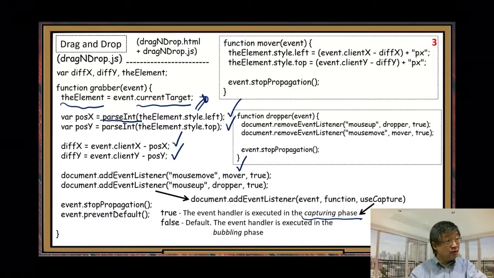So what's the capturing phase? Capture. Okay. False, when you pass the false, it's the default value, event handler executed in the bubbling phase. Here you can see the name of the phases. Capturing phase, bubbling phase. This is related to another concept. And also these two lines, stop propagation, prevent default.